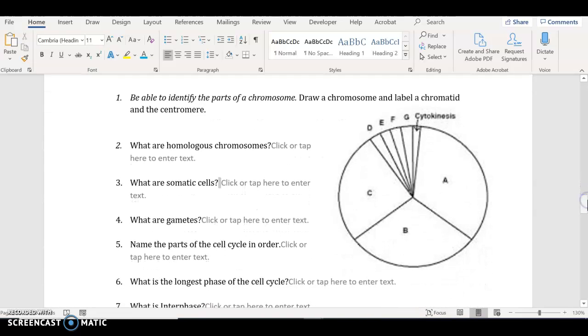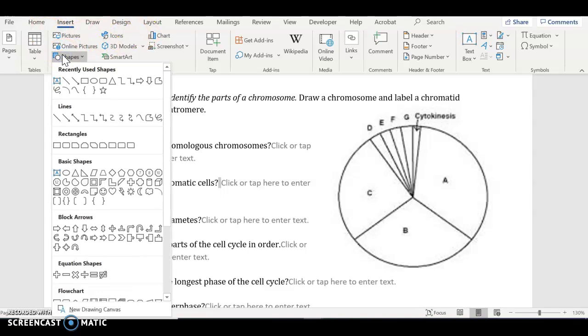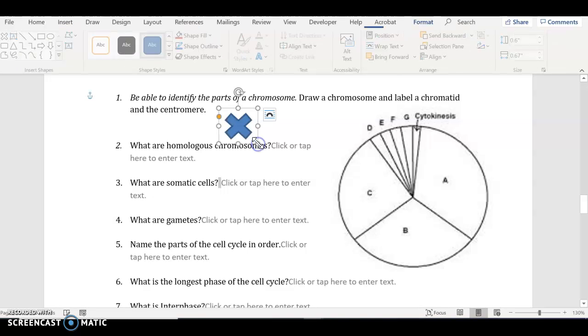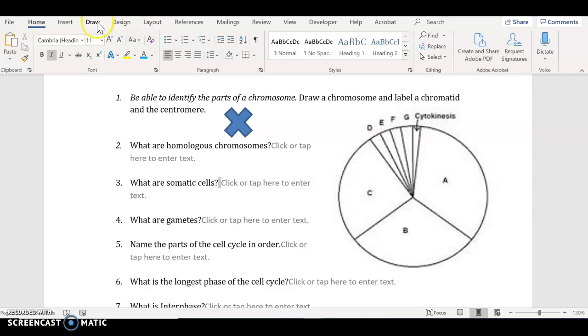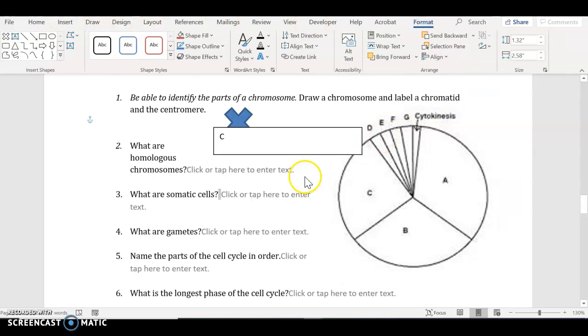All right, down below, be able to identify the parts of a chromosome. It says draw a chromosome, label chromatid and a centromere. So again, I'm going to go to Insert, Shapes, and I need an X shape basically. There's one right down here in equations. I'm going to take that and use that as my chromosome. And then I'm going to insert a text box again.